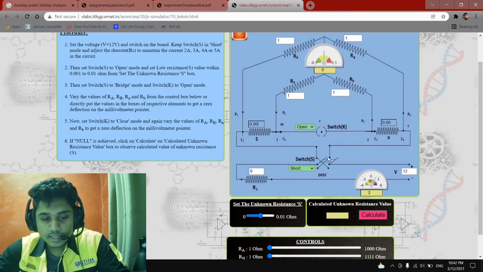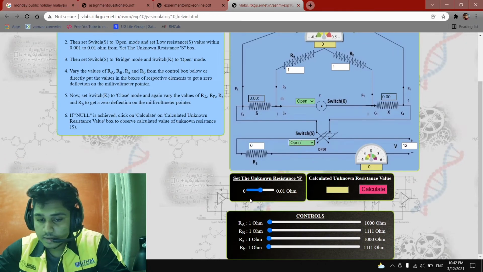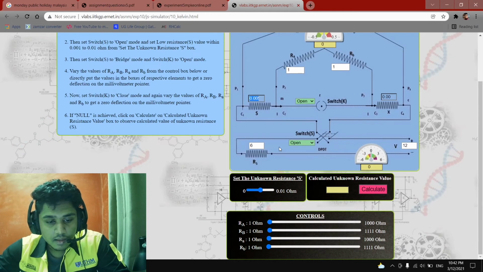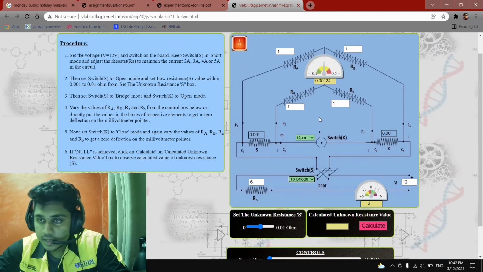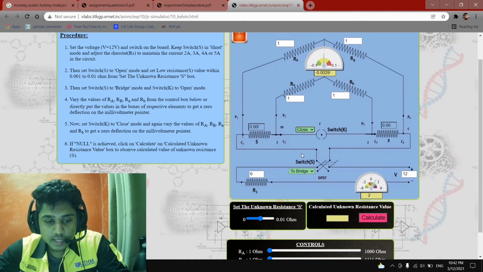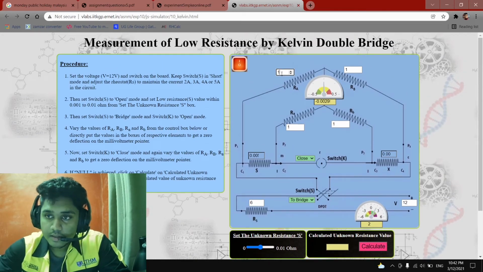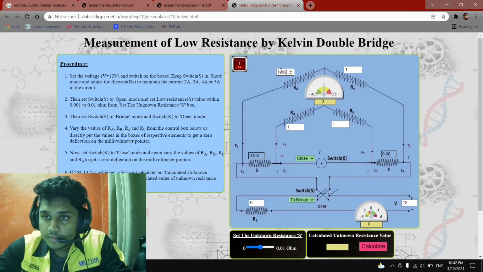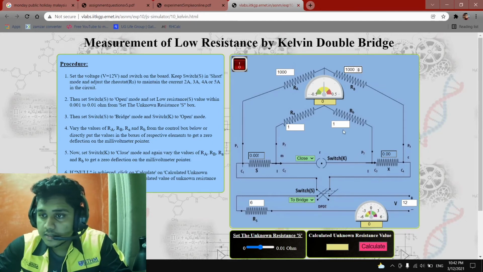Then switch S is set to open mode, and the low resistance value is set to 0.005. So it's currently 0.005, we just leave it at that. Then switch S to bridge mode and switch K to open mode. Now we should set the values once again. Each of the resistors is 1000.